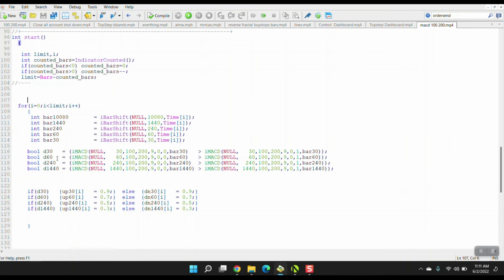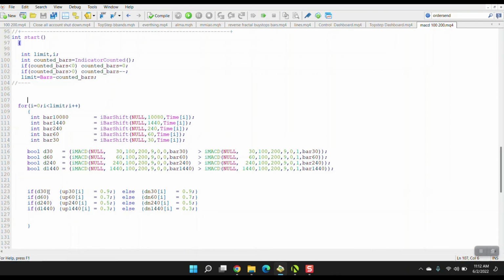But the bottom line, what this is saying is bool D30, for direction 30. This didn't feel like writing out direction. If the MACD itself, buffer 0, the 100 200 main MACD, is greater than the signal, that's buffer 1, 100 200, then it's true.